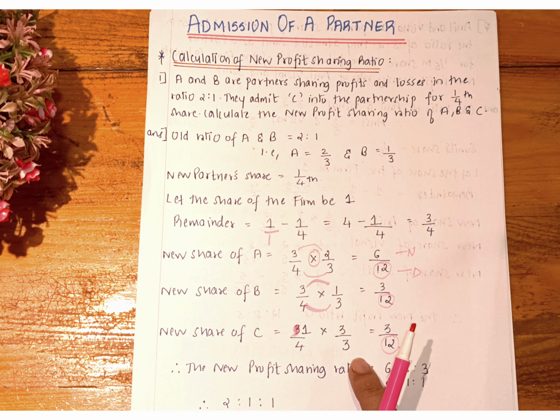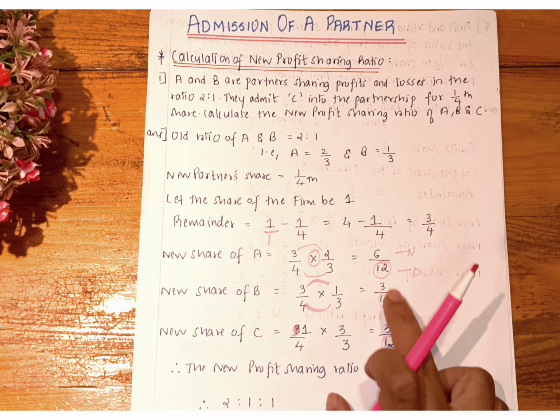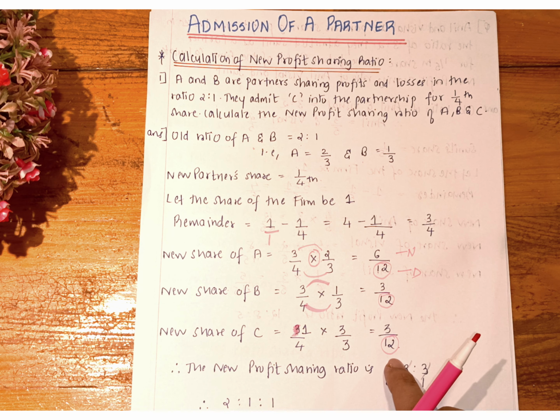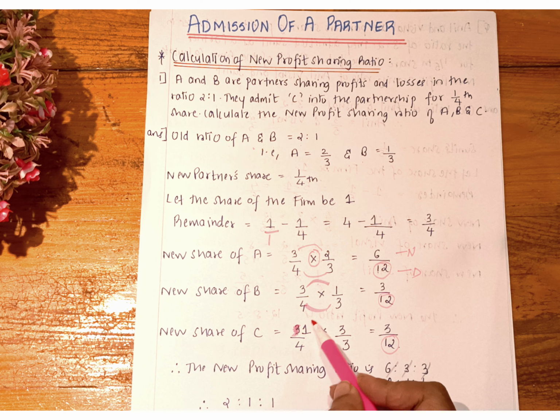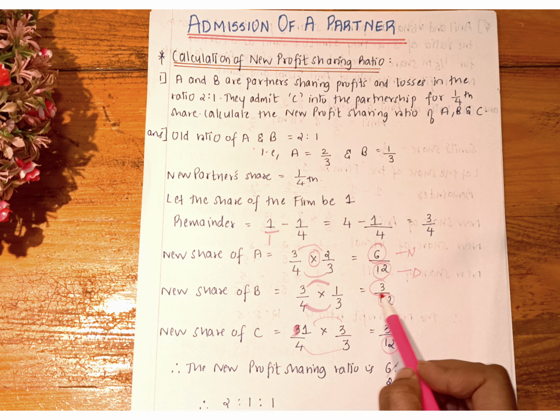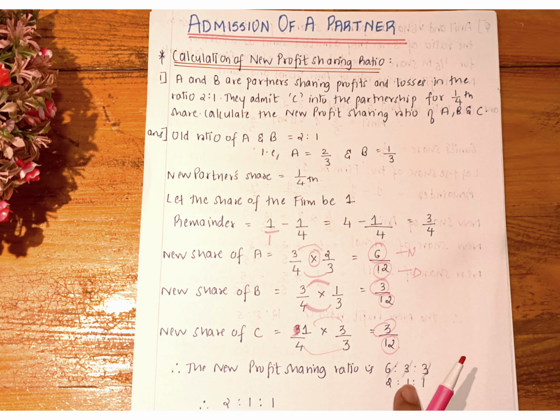Why did I take 3 and not 4? Because here the denominators are 12. So when I multiply 4 with 3, only then I will get 12. Okay. So similarly 3 1s are 3, 3 4s are 12. Now our new profit sharing ratio is this numerator 6, 3 and 3. As you all can see here, the new profit sharing ratio is 6, 3 and 3.